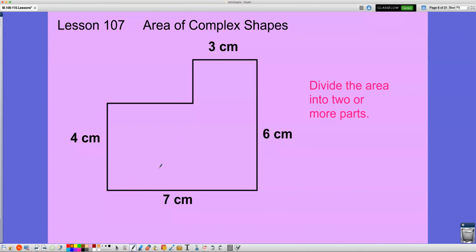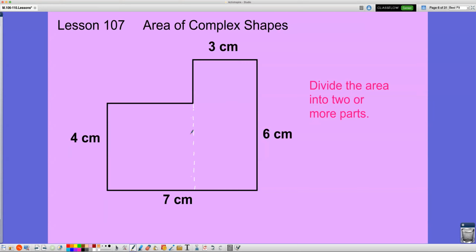So let's try this one. There's a number of ways you can look at it. You can look at it like, here's a shape right here, or you could look at it like this. You could also look at it like, here's another way to divide these complex shapes up. It's up to you what you want to decide.